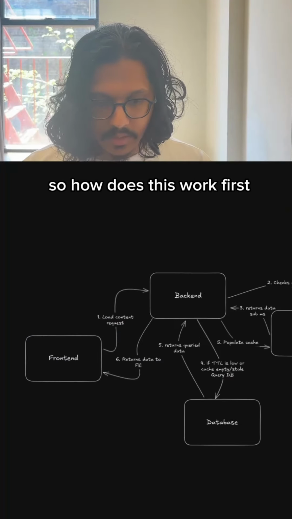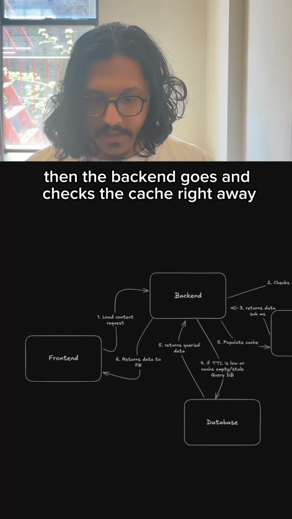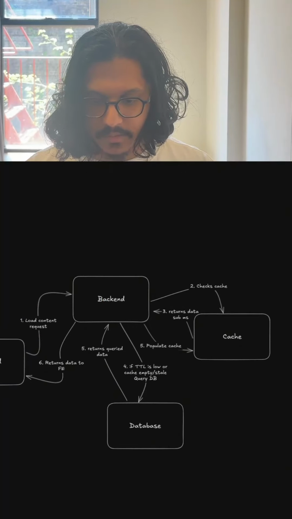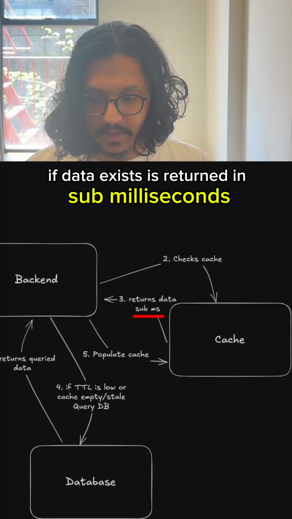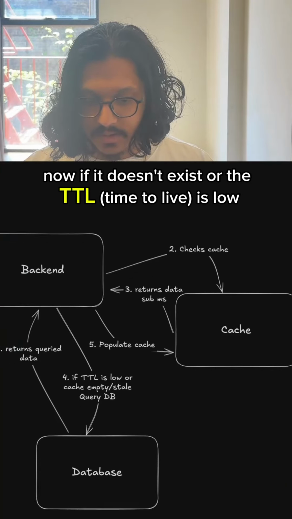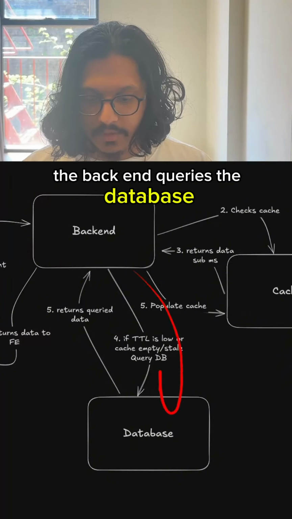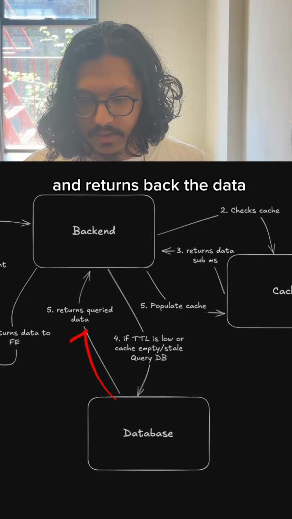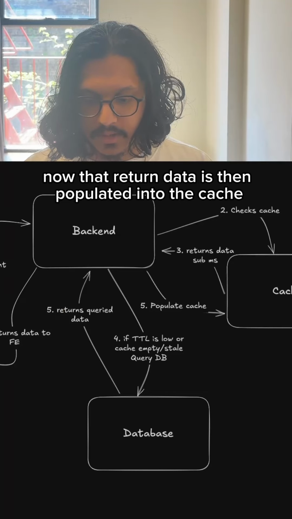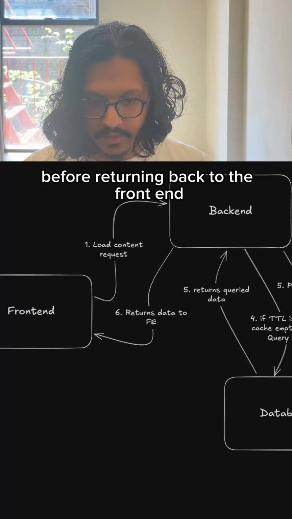So how does this work? First, the frontend makes a request to the backend to load content. Then the backend goes and checks the cache right away. If the data exists, it's returned in sub-milliseconds, and it can be sent back to the frontend. Now, if it doesn't exist, or the TTL, time to live, is low, the backend queries the database and returns back the data. Now, that returned data is then populated into the cache before returning back to the frontend.